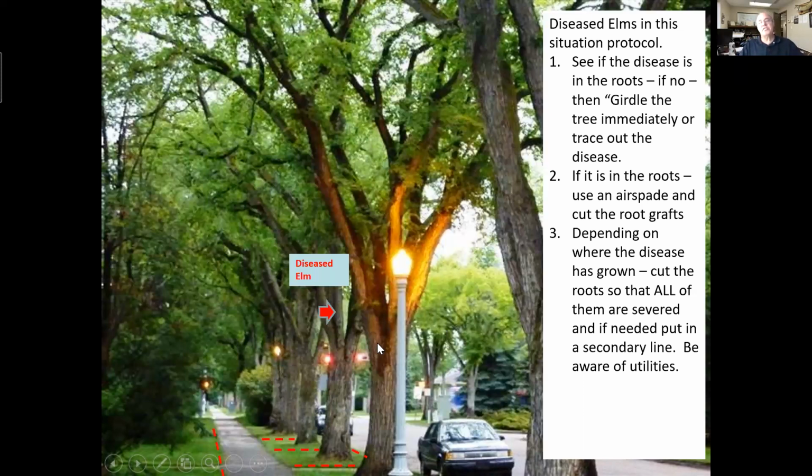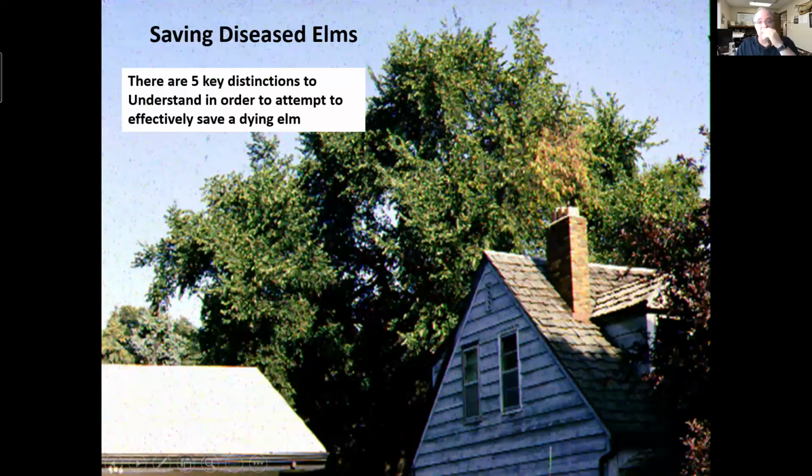All right, let's talk about saving diseased elms. So there are 5 key distinctions that if you understand them, it makes it easy. This is not rocket science. It's just understanding how the disease grows, etc.